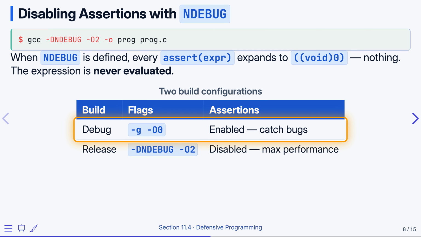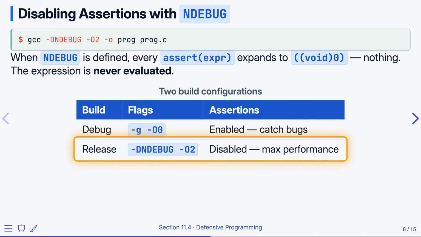So the typical workflow uses two build configurations. A debug build with -g -O0 keeps assertions enabled to catch bugs during development. A release build with -D NDEBUG -O2 disables them for maximum performance in production. Assertions protect you exactly when you are writing and testing code, and step aside in production, where real error handling takes over.